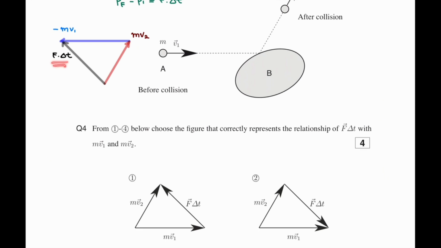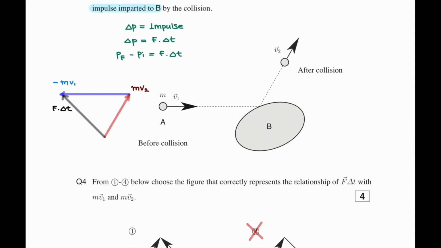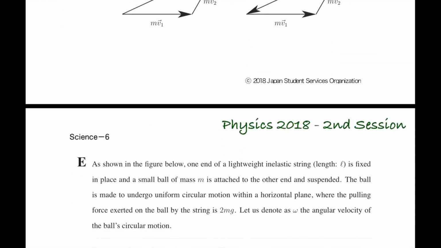F delta T must be in the opposite direction. That means the correct answer is number 2. So my final answer for question number 4 is option 2. Okay, let's move to the next question, question number 5.